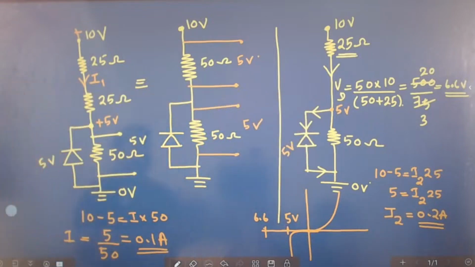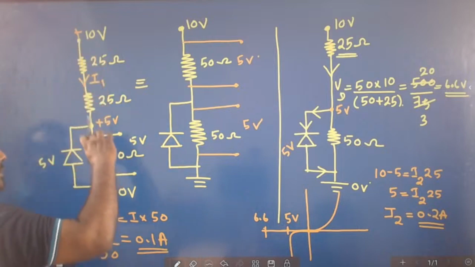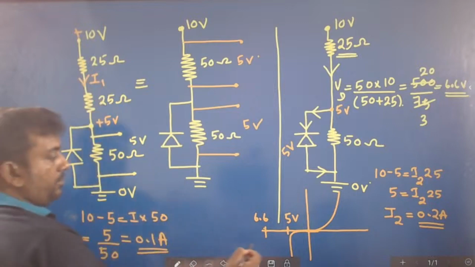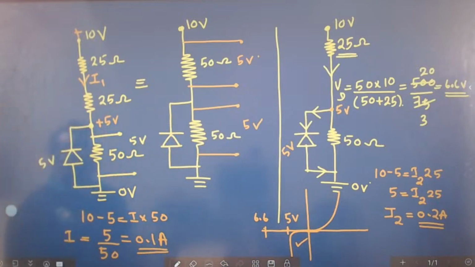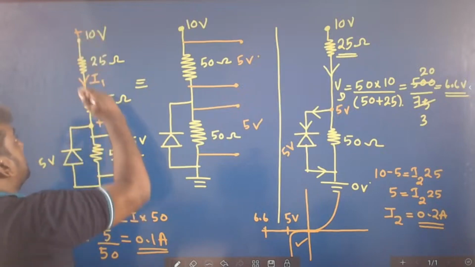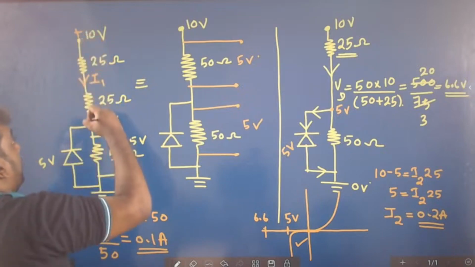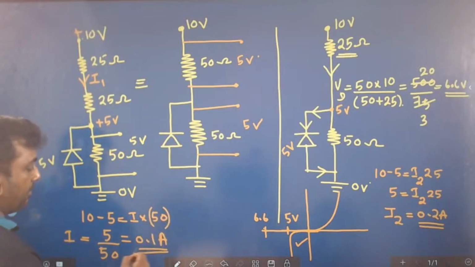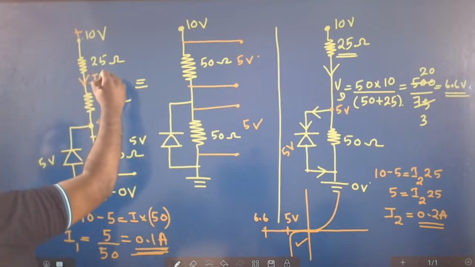Again look at this idea. Here 25, 50. 50, 50 means 5 volt, 5 volt. 5 volt means breakdown has taken place. So voltage across the diode is 5 volt. Right, done. So voltage here 5 volt means 0 to 5. The voltage difference here is 5. Resistance is 50. 5 divided by 50. Current you can find.